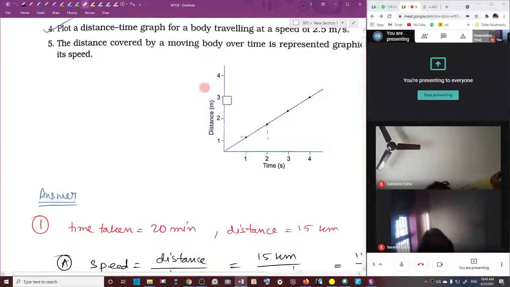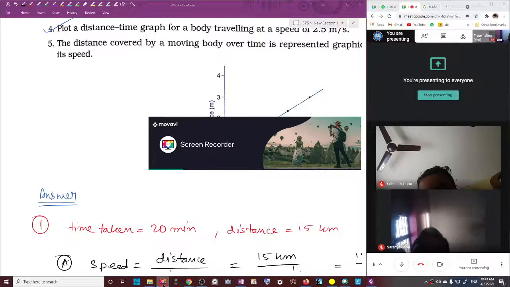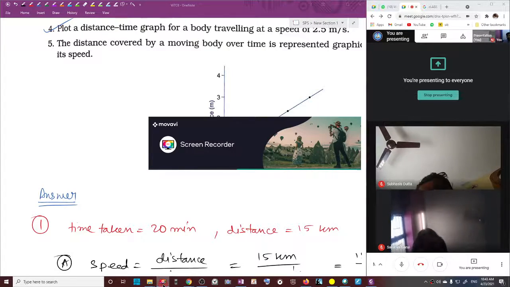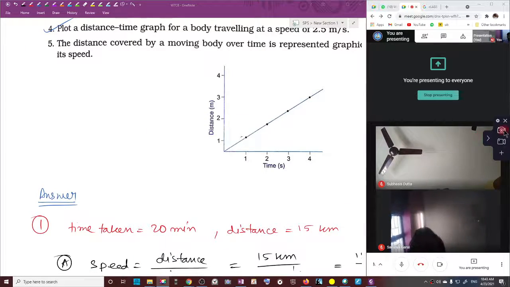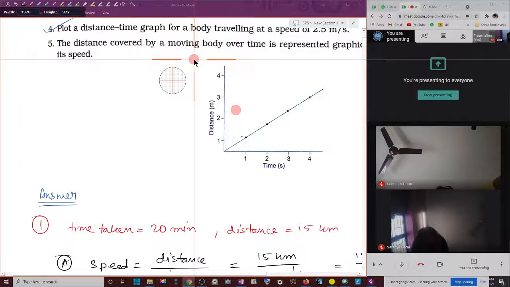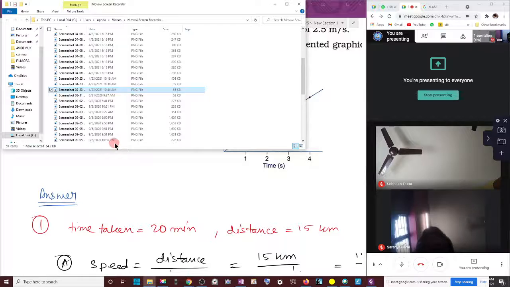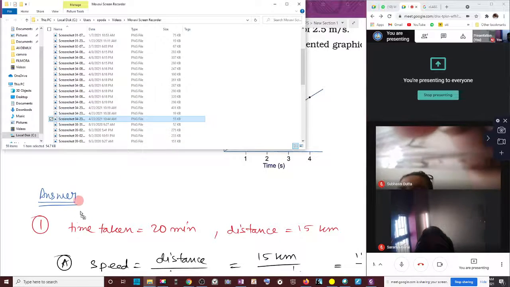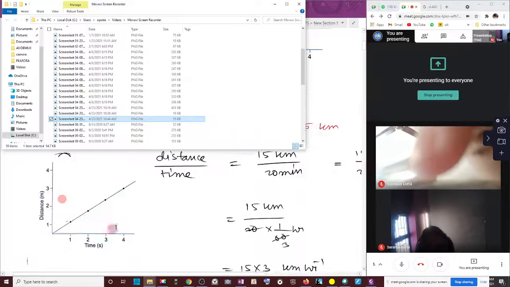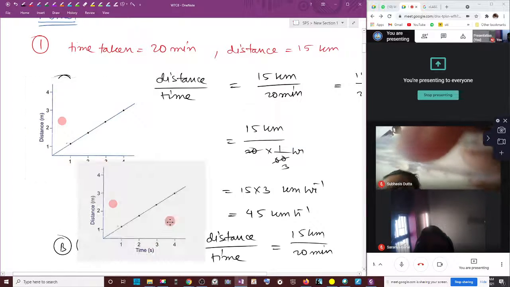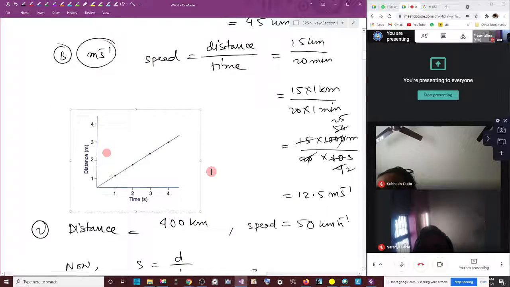So what we will do is that we will copy this graph. Okay, what we will do, we will copy this graph. Let us copy this graph and see what we can do. Just wait for some time.